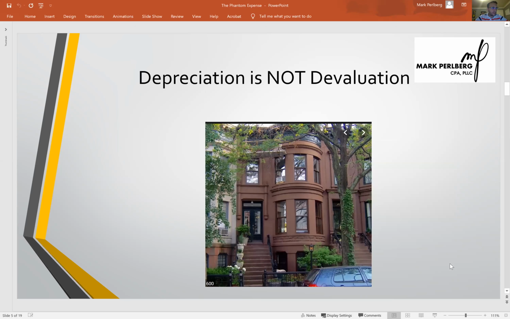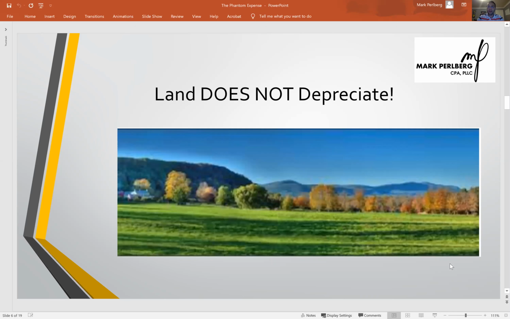Another thing I want to clarify that a lot of people may confuse is that real depreciation is not devaluation. I think a lot of people get that confused. Depreciation will continue, and it is independent of the market value of your real estate. So here's an example of a Brooklyn brownstone. If you own that brownstone for 30 years and it's a residential property, it would be fully depreciated on your books. But if it is in a trendy neighborhood of Brooklyn, it may have tripled or quadrupled in market value over that time.